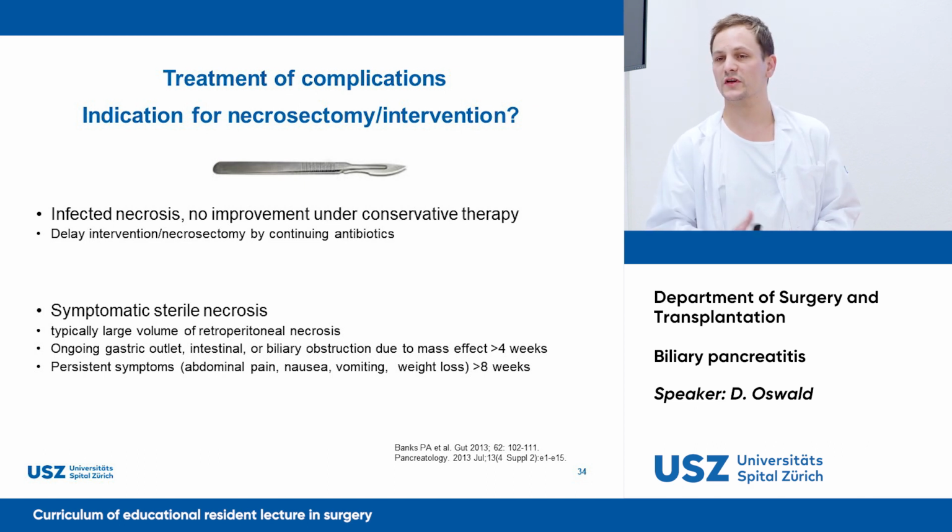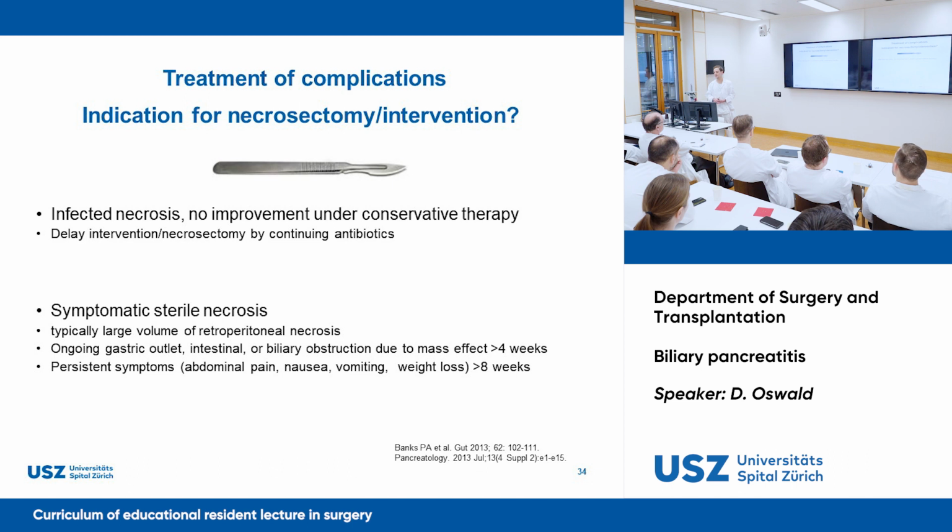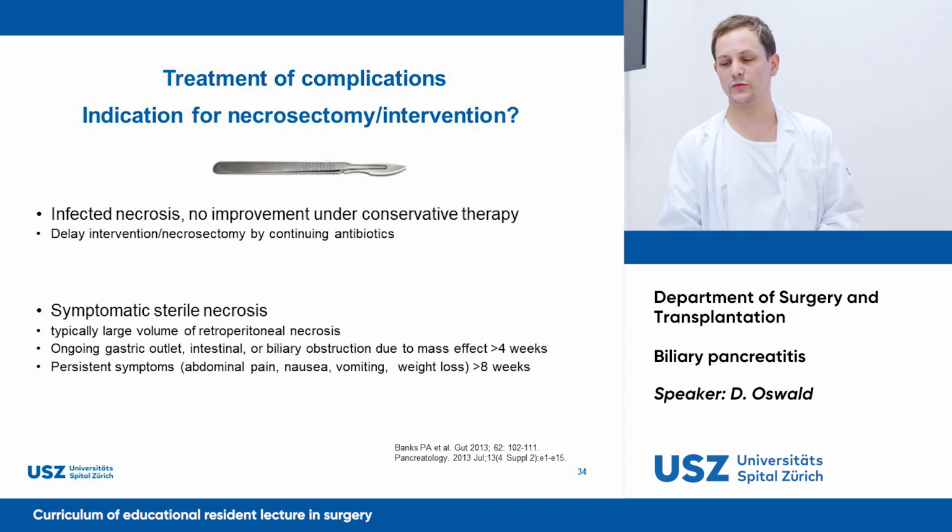At this point, you have what we saw before, the so-called walled-off necrosis. So you only do an operation or an intervention for infected necrosis in the first few weeks if there's no improvement under conservative therapy. Otherwise, you try to delay the intervention or necrosectomy by continuing antibiotics and conservative treatment.